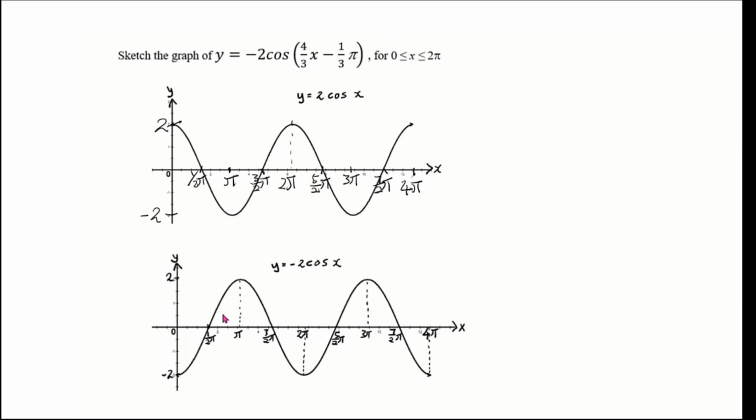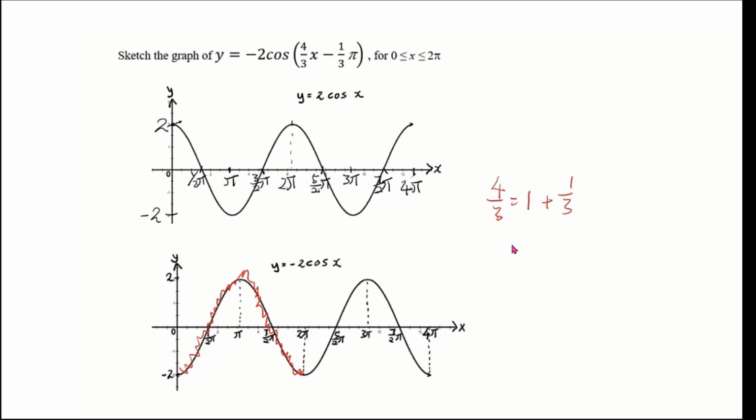Now based on the second graph, we need to take the number of periods. When we look at the equation, the number of periods is 4 over 3. 4 over 3 means 1 and 1 over 3 periods. So we need to take 1 complete period. Then after that, another 1 over 3 period.